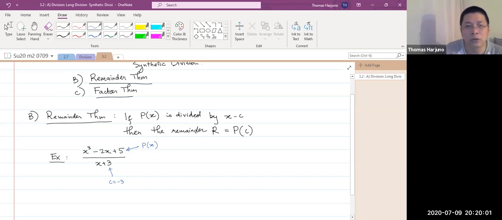Now let's do the synthetic division. I write 1, 0, negative 2, 5: degree 3, degree 2, degree 1, degree 0, and negative 3 outside. 1, negative 3, negative 3, 9, 7, negative 21. This is negative 16. Now, that's the remainder, right? This is the remainder.